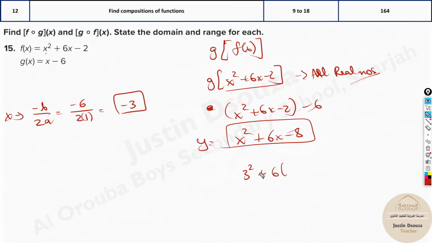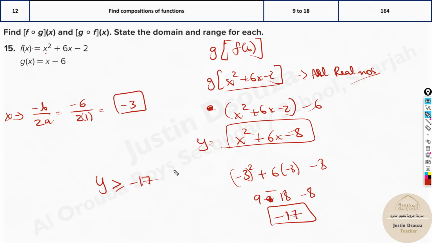Minus 3 squared, minus 6 times minus 3, minus 8. Now 3 squared is positive 9. Plus minus 3 times minus 6 will be 18. But it's negative 18 and negative 8. So over here, what you can do is 9 minus 8 will be 1, minus 18 plus 1 will be minus 17. So the range is minus 17. Y values are greater than or equal to negative 17. So that must be the answers.